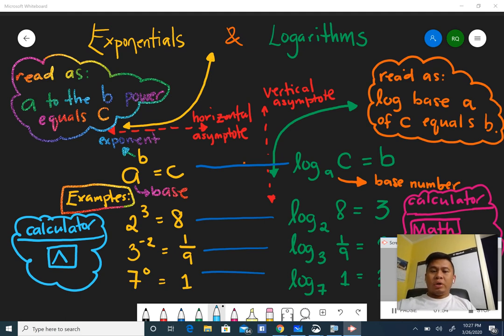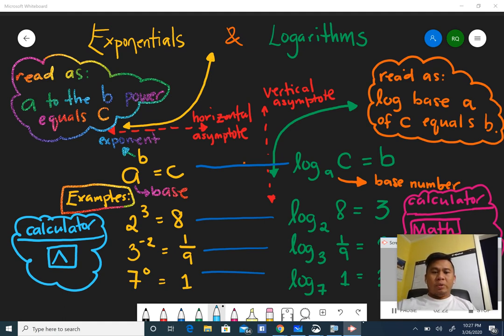So they are both curves, but we can see later that they are in fact inverse functions of each other, which means that the independent variable in the exponential will be the dependent variable in the logarithm, and vice versa.